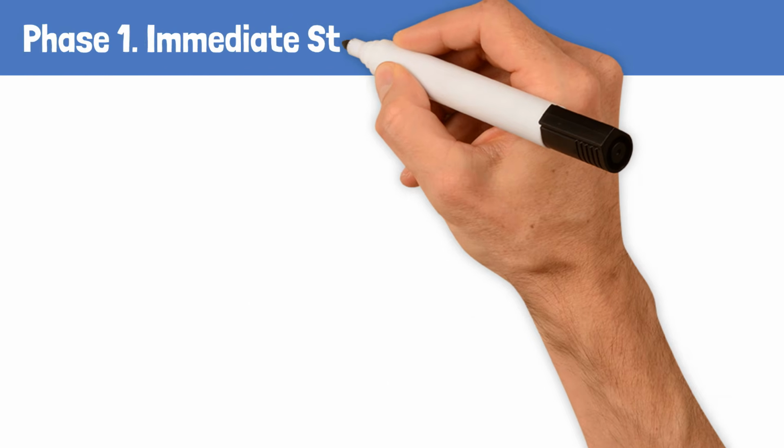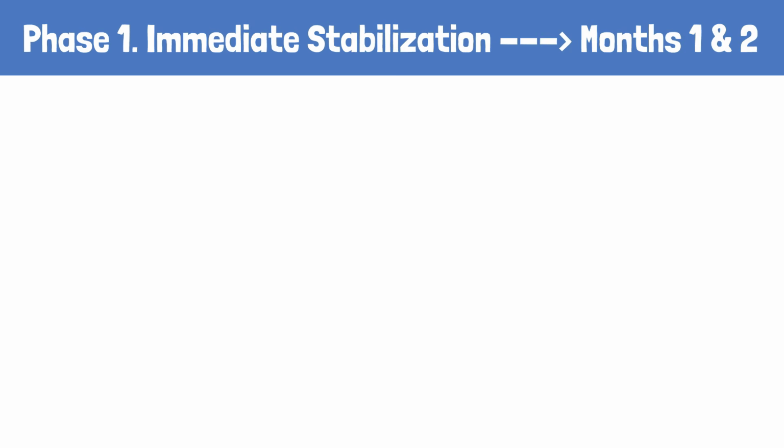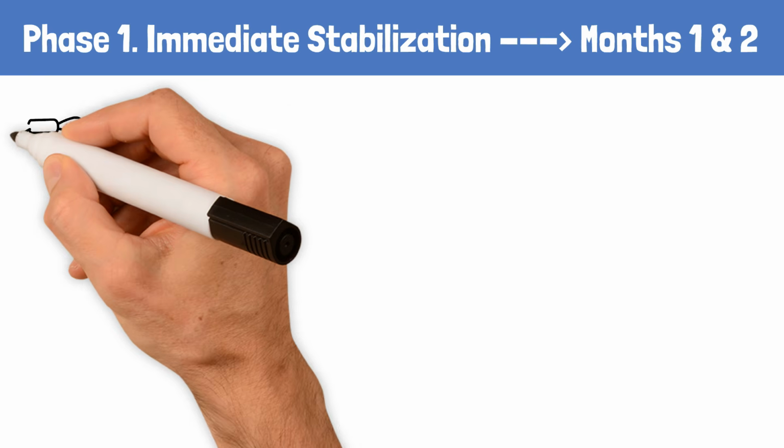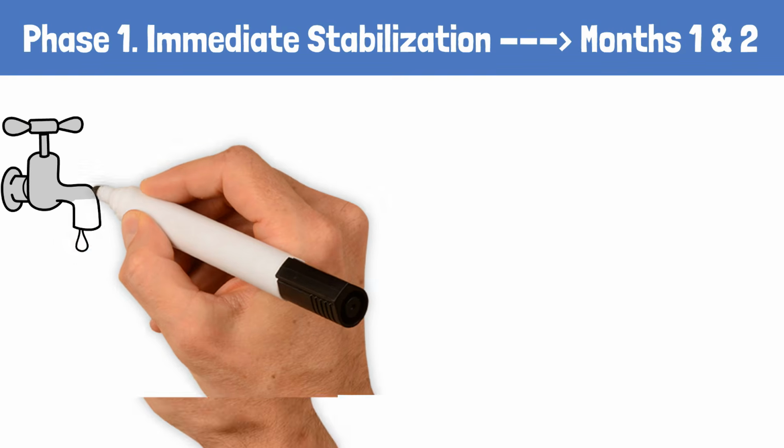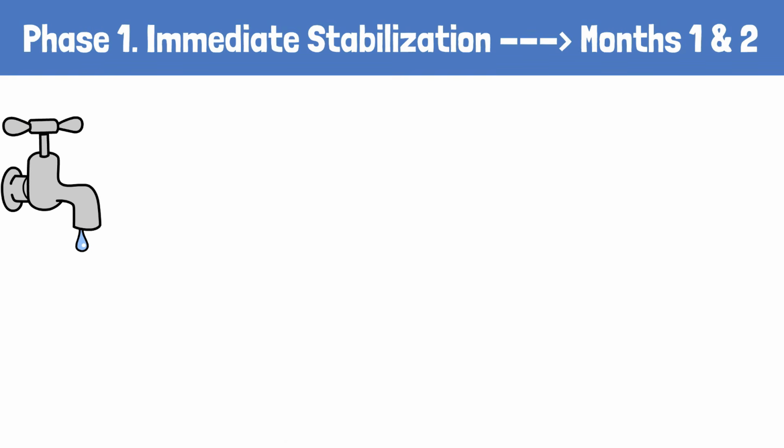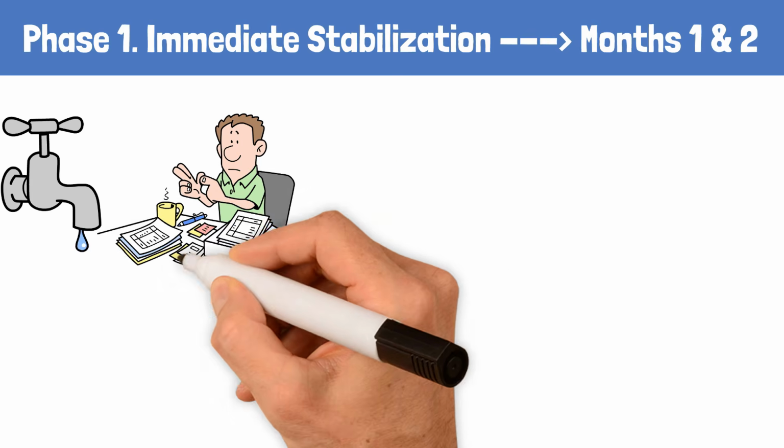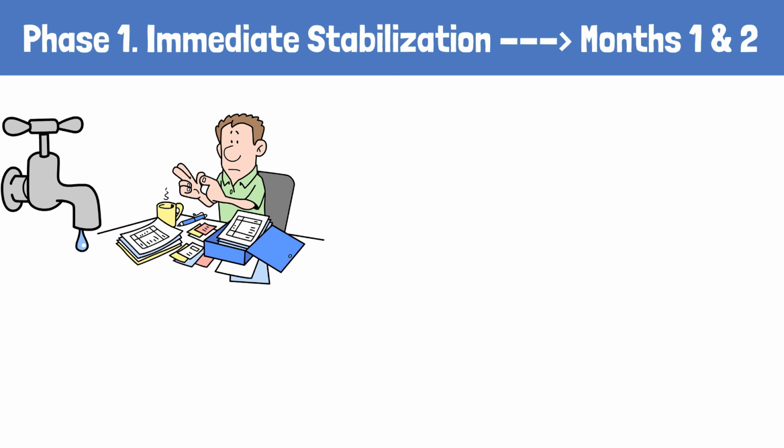Phase 1. Immediate stabilization. Months 1 and 2. The first 2 months are all about stopping cash leaks and bringing money into the business as quickly as possible. Before you think about growth, you need to strengthen your current financial position.